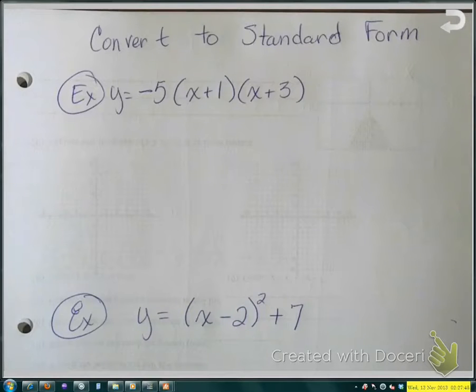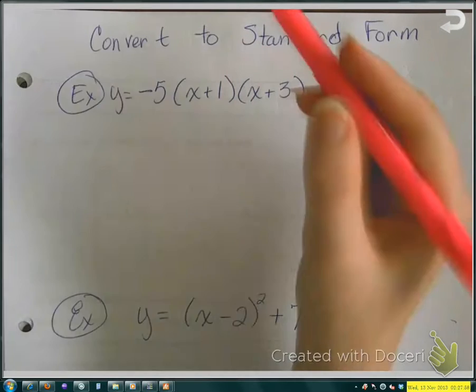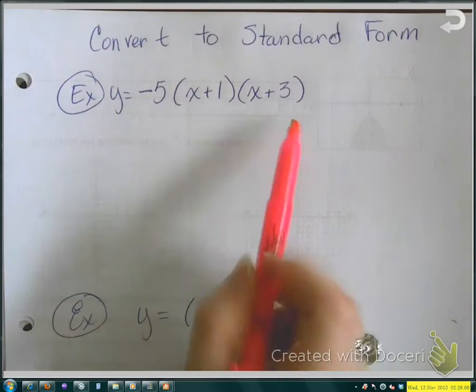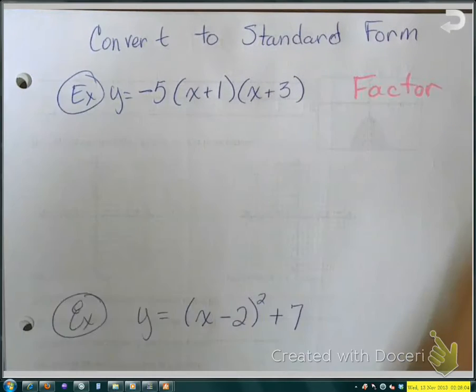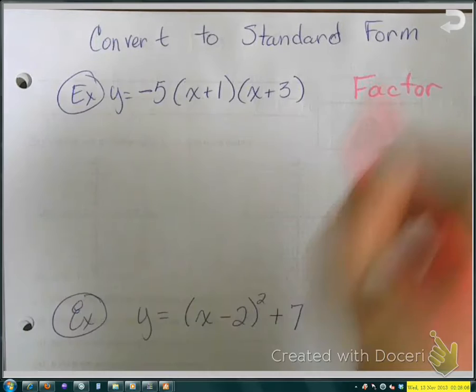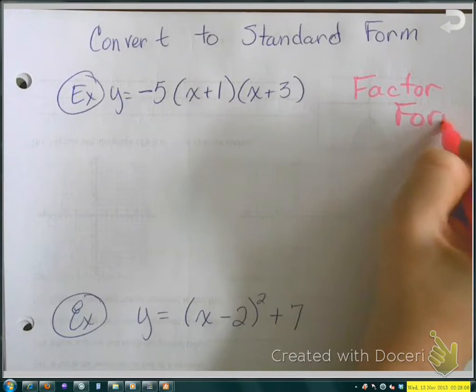Okay, so now we're going to convert to standard form. So remember, in standard form, that's where we can find our y-intercept most easily. Converting to standard form is actually the thing that you've probably done the most and didn't even realize. So in our first example, it is in factored form right now. So we're going from the factors to our standard form.